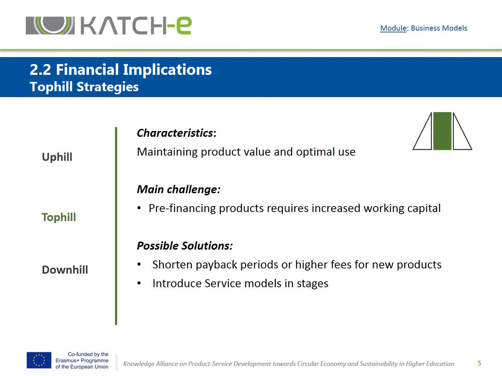Top-hill strategies aim to maintain the value high during the use phase or optimize the access to the product by providing services. When products are rented, leased, or provided as a service to customers, the financial model of a company changes completely. If products are sold, they are immediately refinanced. On the other hand, products within service models need time to be profitable.